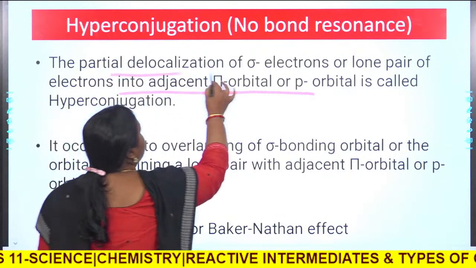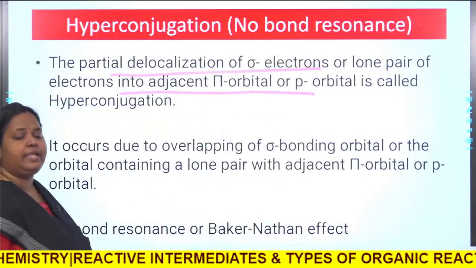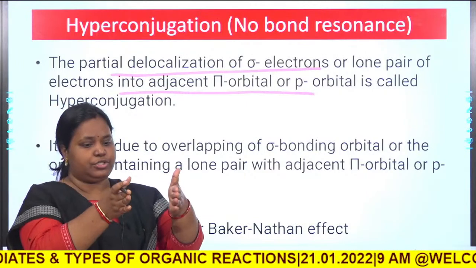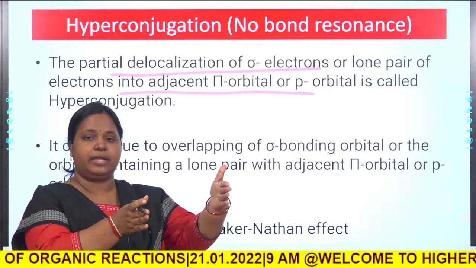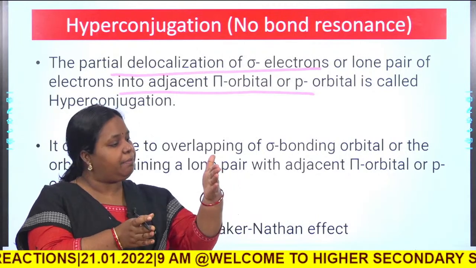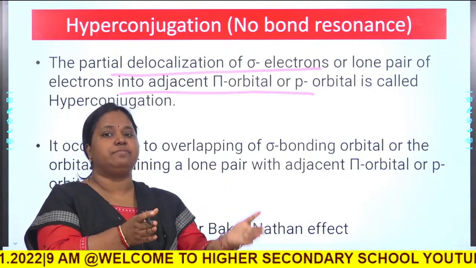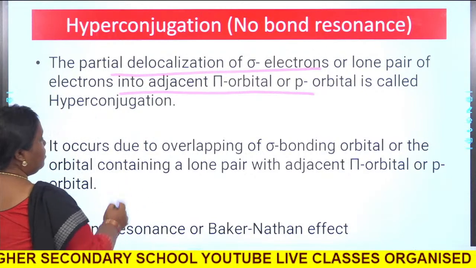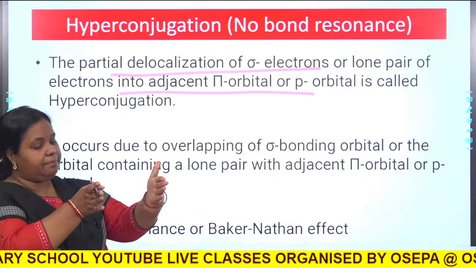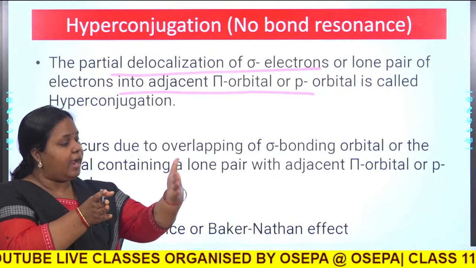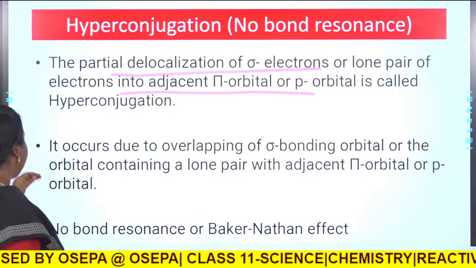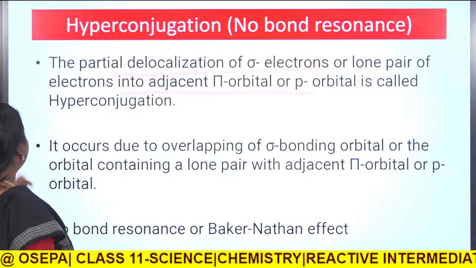It is the partial delocalization of the sigma electron. The sigma electron moves from its own position, and if adjacent to it there is some pi orbital or p orbital, it will get shifted there. It occurs due to overlapping of the sigma bonding orbital and the adjacent pi orbital or the vacant p orbital. It is also called Baker-Nathan effect.